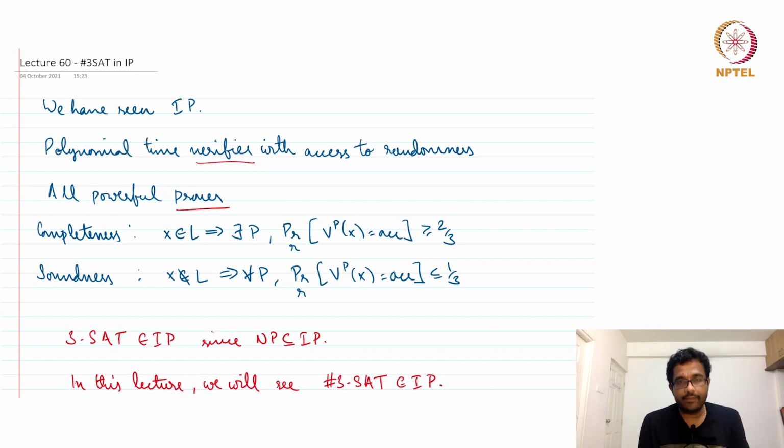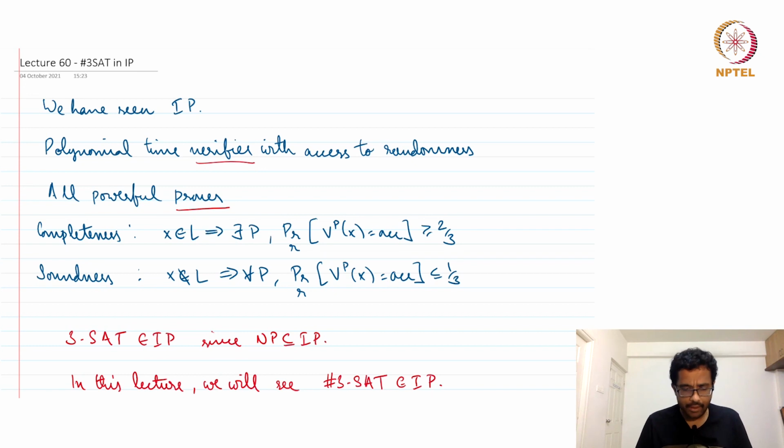So in this lecture, we will see that #3SAT is contained in IP. As we already know, #3SAT is a #P-complete language, and by Toda's theorem, it contains all of the polynomial hierarchy. So interestingly, we see that #3SAT has an interactive proof system.